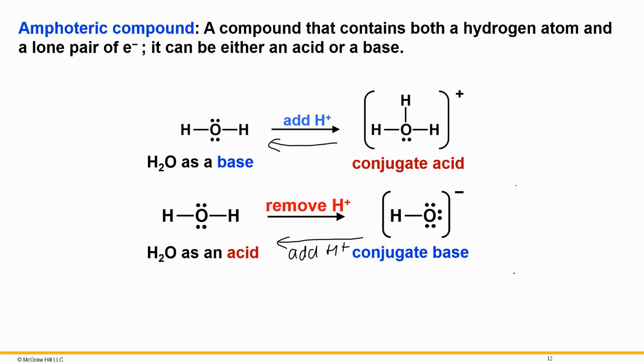Notice that these always differ by 1 H plus. From our water to our conjugate acid, we added an H plus. So we have to keep our charges balanced. From here to here, we got rid of an H plus, so we got a negative charge and we lost the hydrogen.